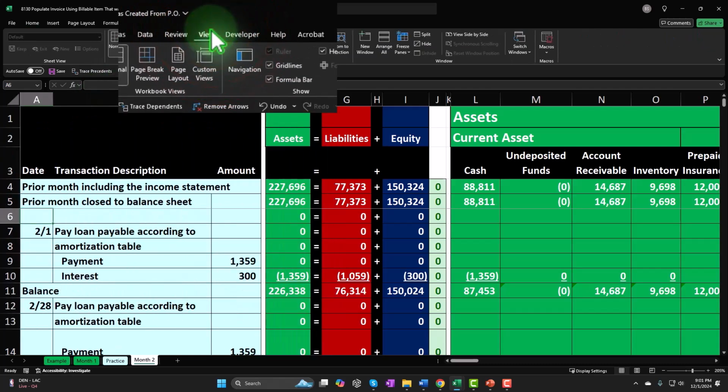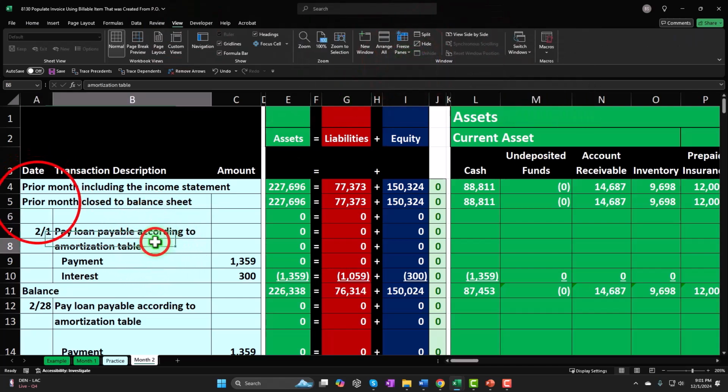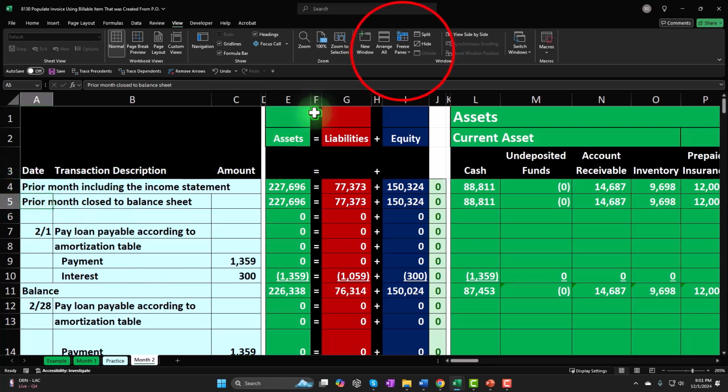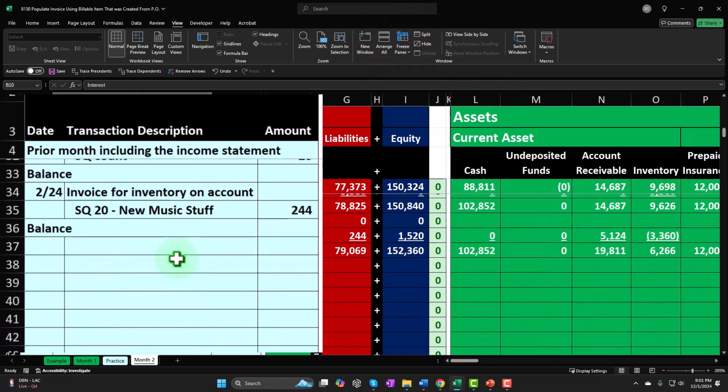I'm going to go to the View tab up top and unfreeze for a second. Don't unfreeze it. Ow! But I want to freeze it right here. Put the ice back on it. Okay. All right. So that's where we are now.